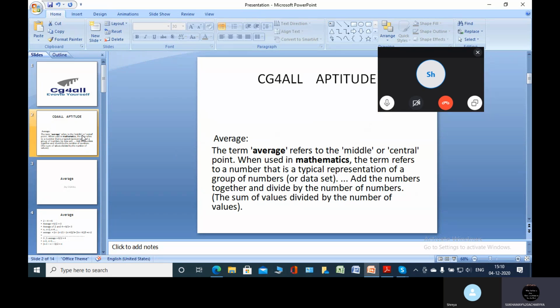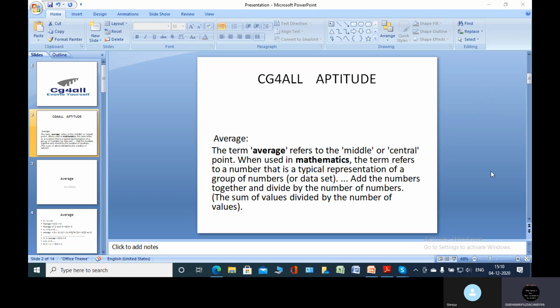Now, what is average? It is the term that refers to the middle or central point. When used in mathematics, the term refers to a number that is a typical representation of a group of numbers or data set. In a data set, if we take the summation of the numbers and divide the summation by the total number of numbers, the result is the average. So what is the average? The sum of values divided by the number of values.